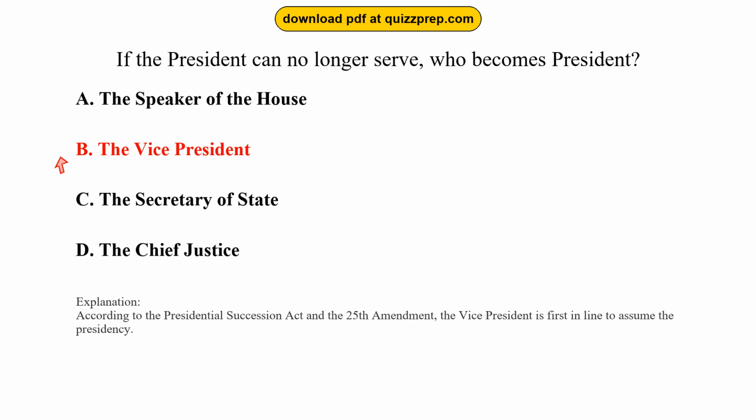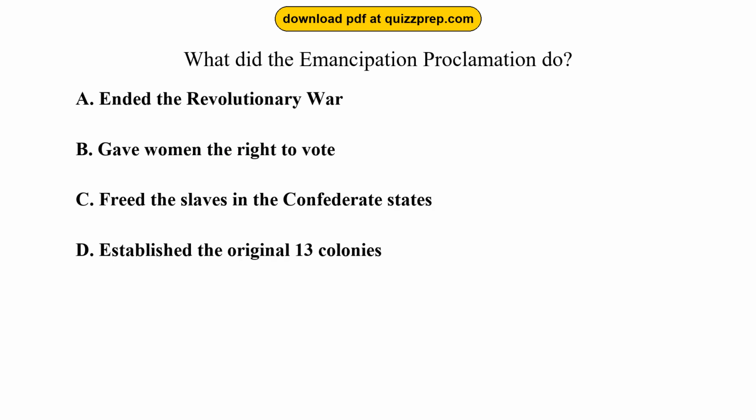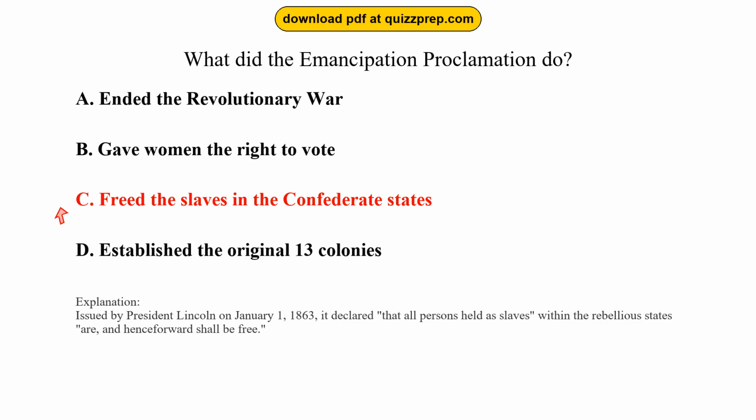Question 94. What did the Emancipation Proclamation do? Option A, ended the Revolutionary War. Option B, gave women the right to vote. Option C, freed the slaves in the Confederate States. Option D, established the original 13 colonies. The correct answer is option C, freed the slaves in the Confederate States. Issued by President Lincoln on January 1, 1863, it declared that all persons held as slaves within the rebellious states are, and henceforward shall be free.